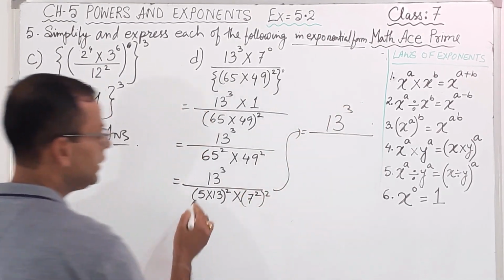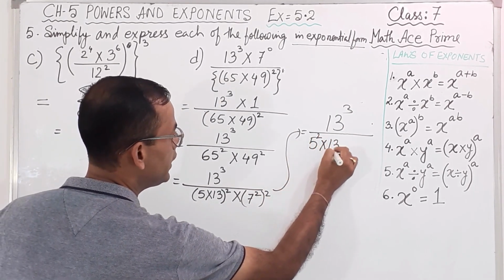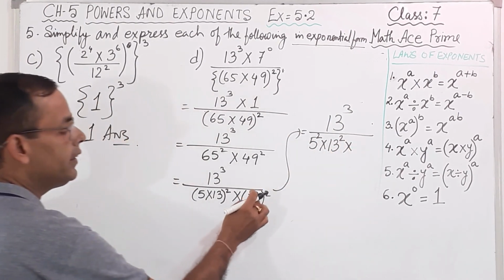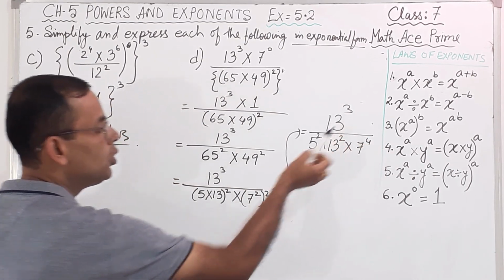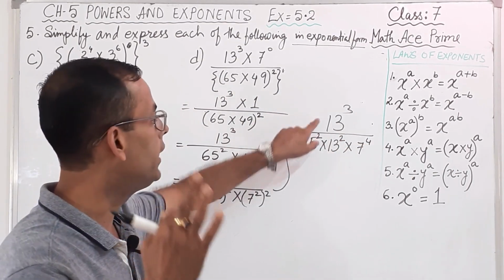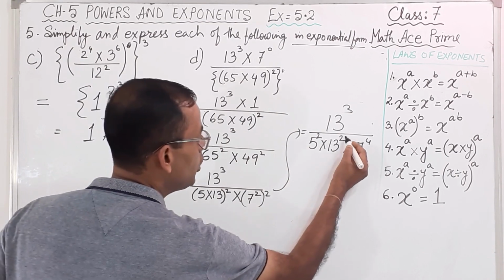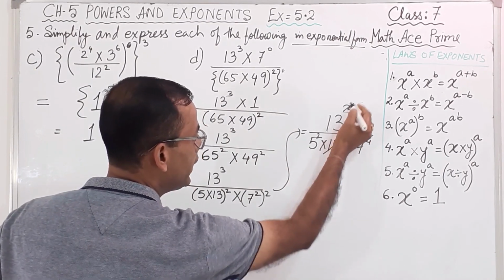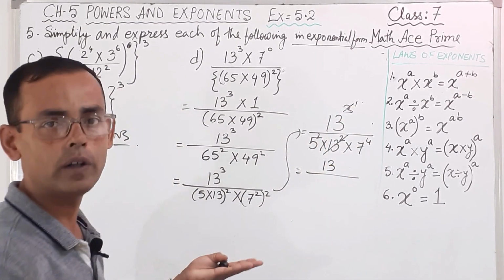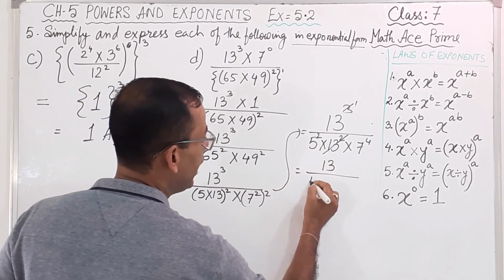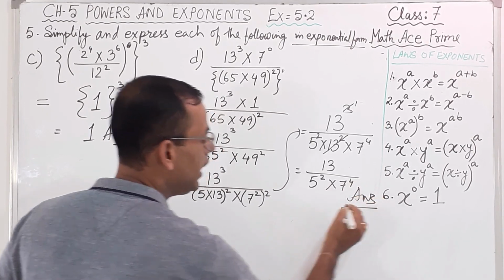Now after that, see here, 13 cube as it is, and this one if I open the bracket, so what it will be? 5 square into 13 square into, now 7, if I open the bracket, 2 into 2 will be what? 7 to the power 4. Now on top 13 3 times, downside 13 2 times. So two will get cancelled, so what will happen? We cancel this fully and cancel 3 of this, and 1 will remain. So 13 to the power 1 we don't write, we will write only 13, and then downside 5 square into 7 to the power 4, and this is the answer.